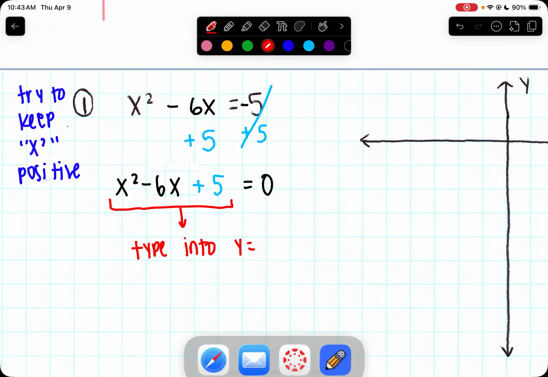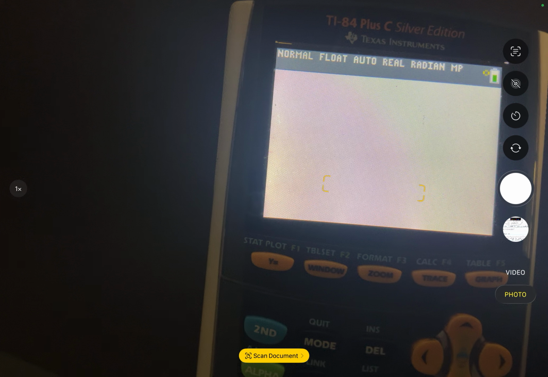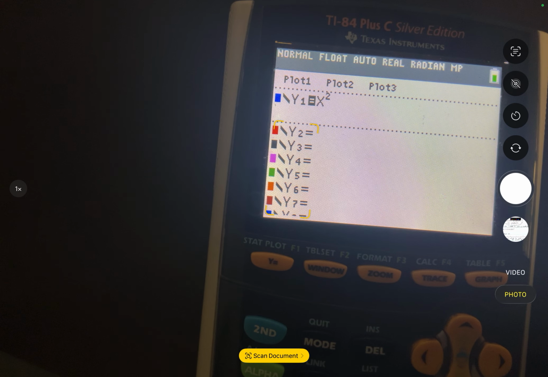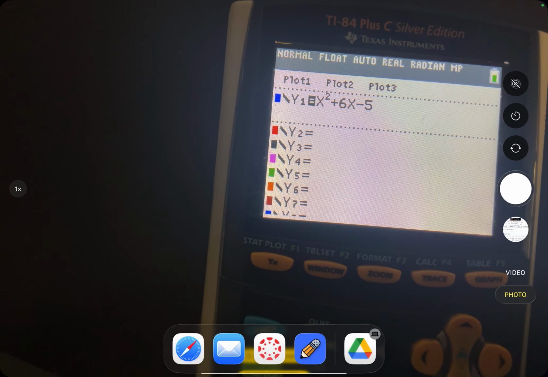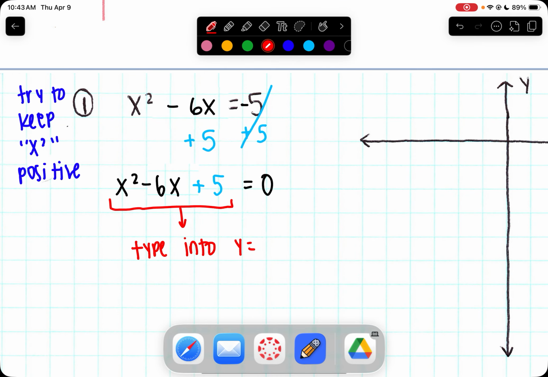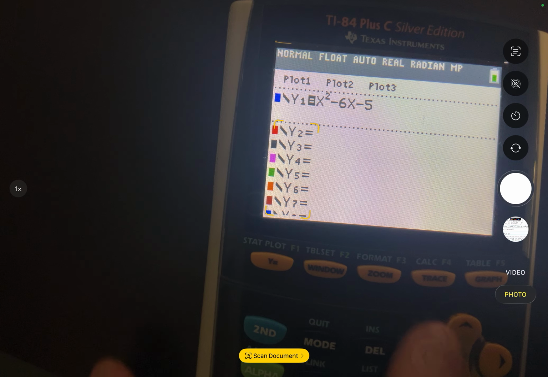I'm sorry if there's any noise because I got to move my iPad. Okay, so we're going to go to our y equals screen at the top left corner here. We're going to type in our equation, x squared plus 6x minus 5. Let me double check that that's correct. Oh, it's minus 6x plus 5. Okay, so I was completely off. Okay, minus 6x plus 5. Okay, once we're here, I'm going to go to my tables.